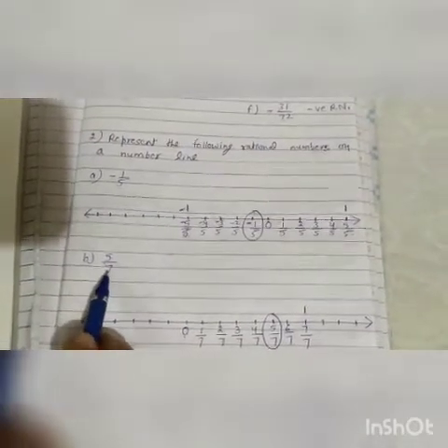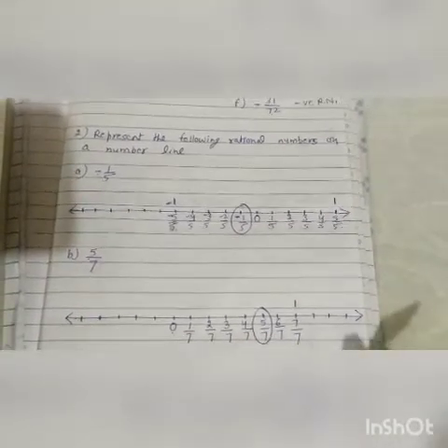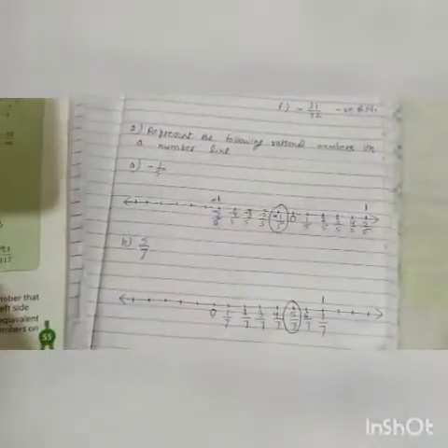Students, what we do, first you write 0. Then start to write counting starting from 1 with the same denominator. If it is 6, we will write 1 upon 6, 2 upon 6, 3 upon 6, 4 upon 6, 5 upon 6, 6 upon 6, like this. If it is 9, we will write 1 upon 9, 2 upon 9, 3 upon 9, 4 upon 9, 5 upon 9, like this. Okay. Now come to the next part, C.